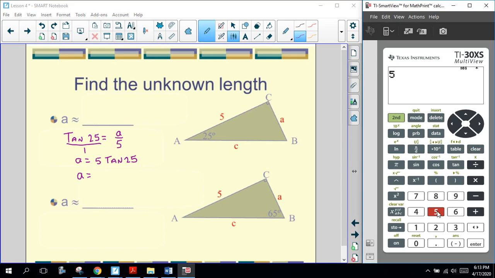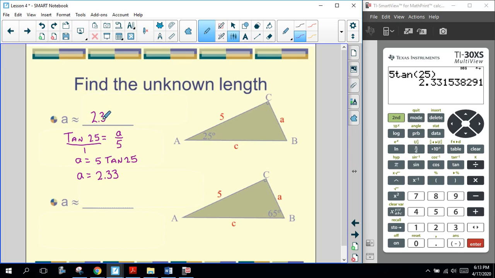You're going to type 5 times the tangent of 25, and then we hit enter, and our answer is going to end up being 2.33, and it goes on and on and on, and I'm going to stop after 2 decimal places. So the answer is approximately 2.33. So why do I put the squiggly equal sign there? Because this is not an exact value. This is a rounded off answer. So it's approximately equal to 2.33.